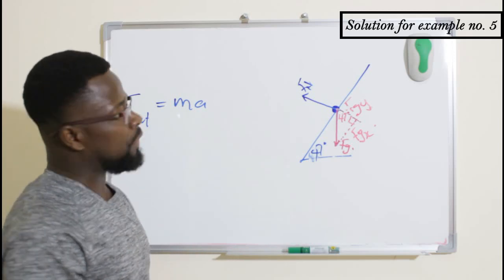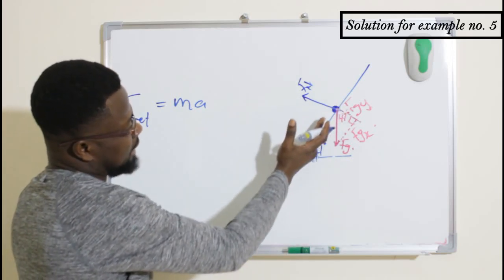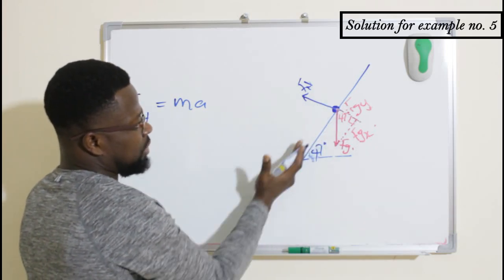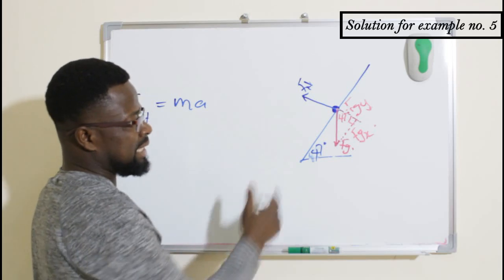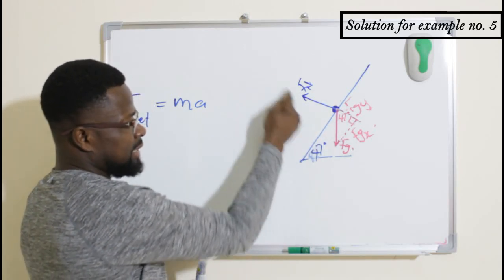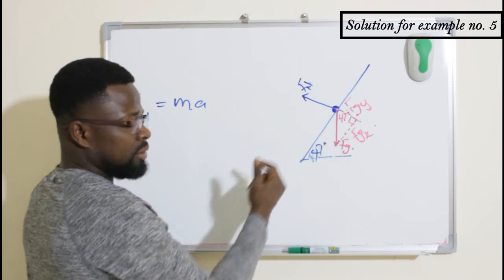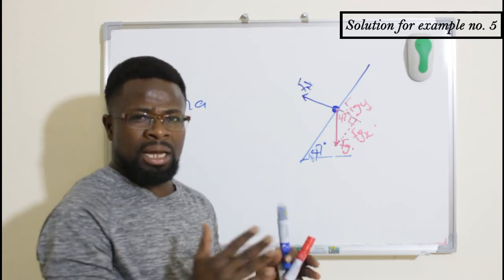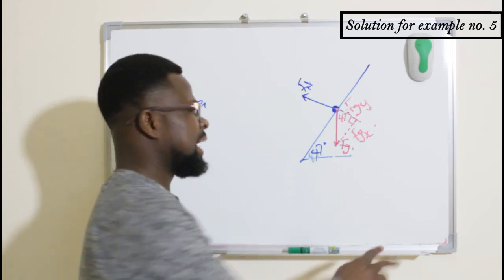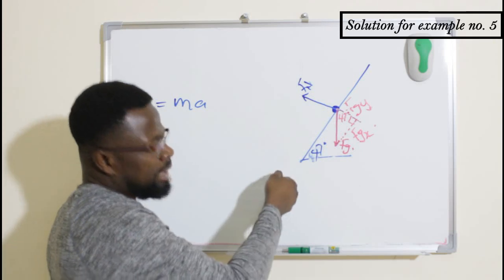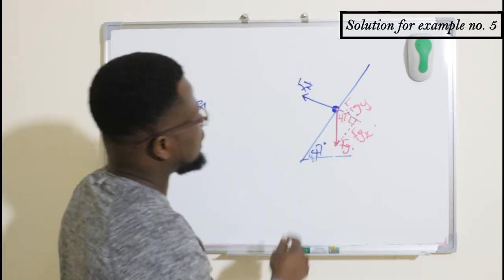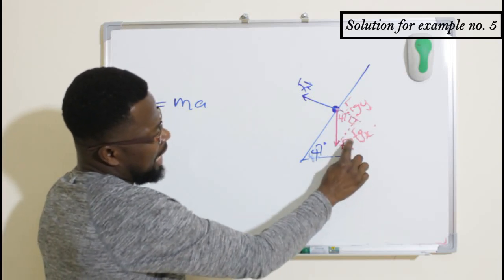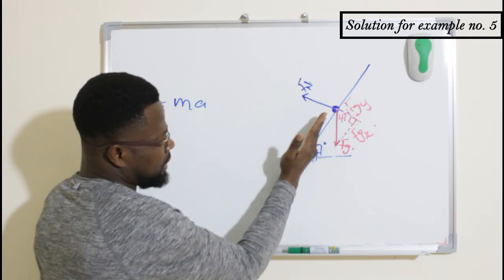The question wants us to find the acceleration, which simply implies that the object is sliding. And if the object is sliding up or down this plane, then what force is keeping it sliding down? Is it the normal? Is it the weight? The answer is it is the weight that is keeping it moving down. But is it the whole weight that is pulling it down? No, it is not the whole weight. It is only the parallel component of the weight, that is the F_gx, that is keeping the object moving downward.